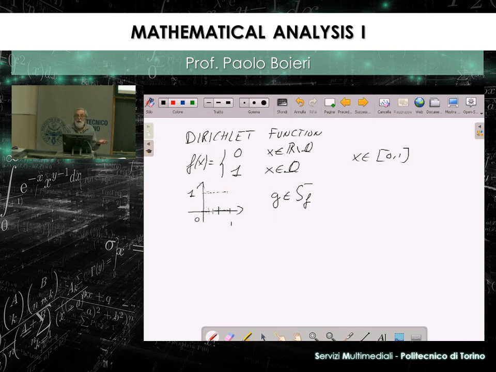Sure? The next one, the inf is the same, 0. The next one, 0. Then the function that you can use for approximating by below is constantly 0. Fine? Then this is a step function, constant, constant, constant. The integral on [0, 1] of my g is 0.